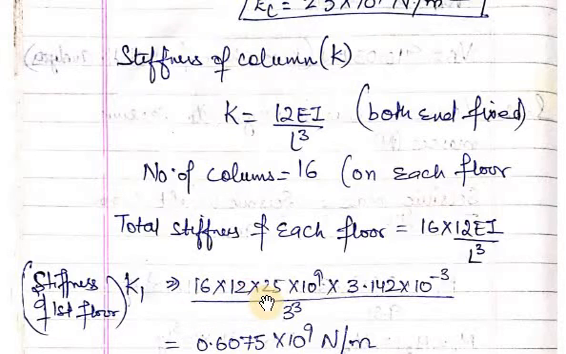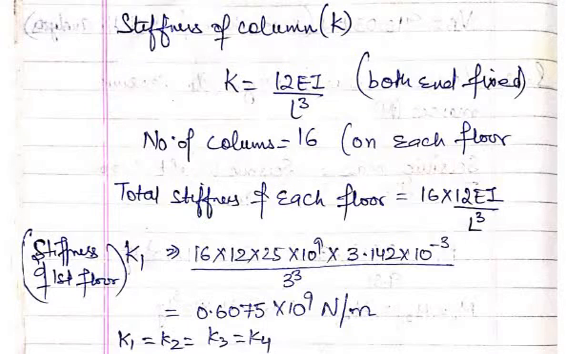times 12, this is the value of E, this is the value of I, by L cube. Here the value of L is 3 meters, as the difference between the heights of adjacent floors is 3 meters. When we calculate, it comes out to be 0.6075 times 10 raised to 9 Newton per meter.